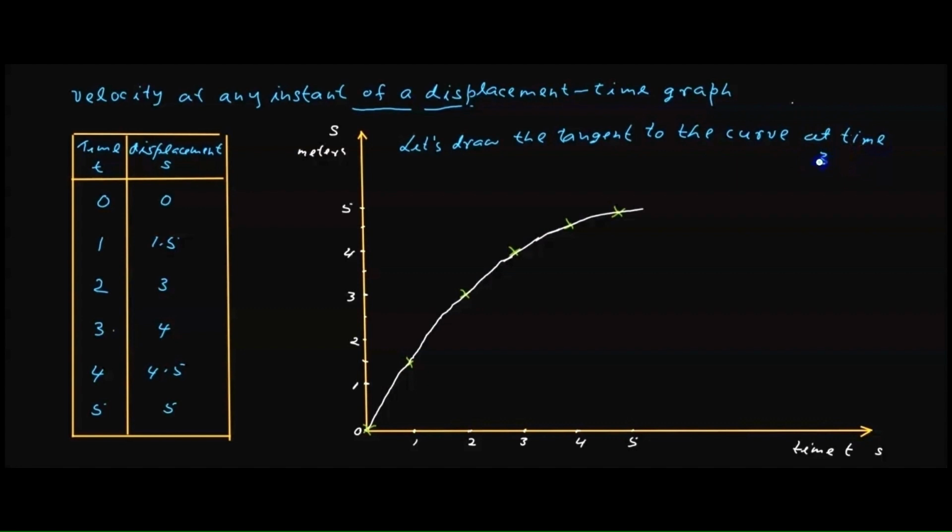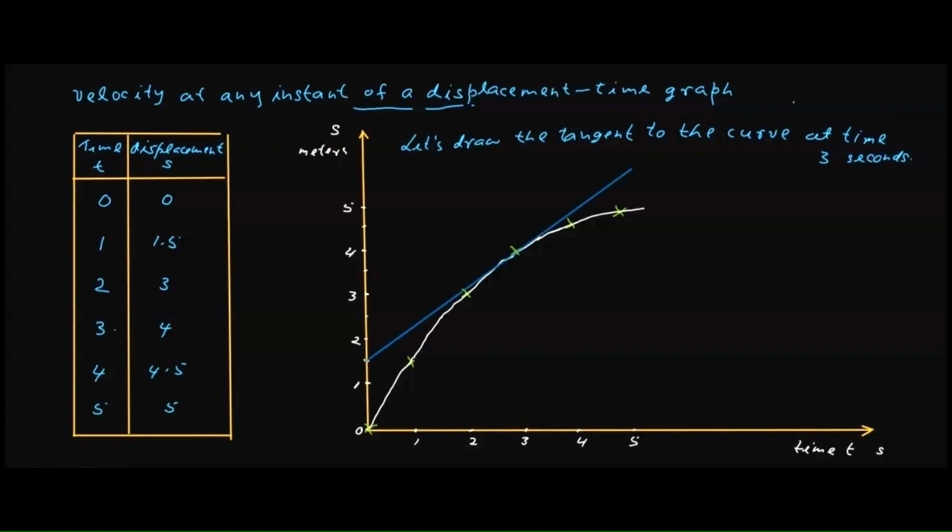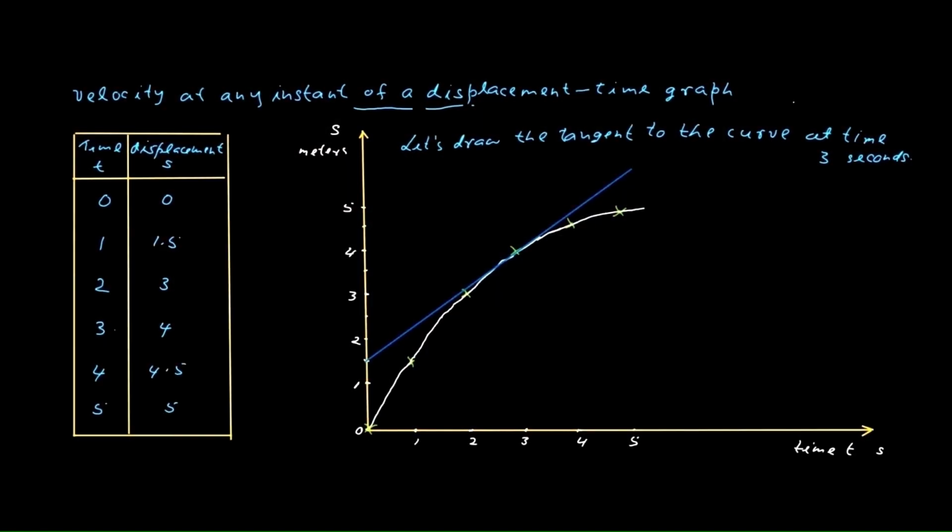Suppose we want to find the velocity at a certain time, let's say 3 seconds. Draw the tangent at the point. The blue-colored line is the tangent at that point. The velocity at that point is the rate of change in displacement with respect to time at that point. This is given by the gradient of the tangent.